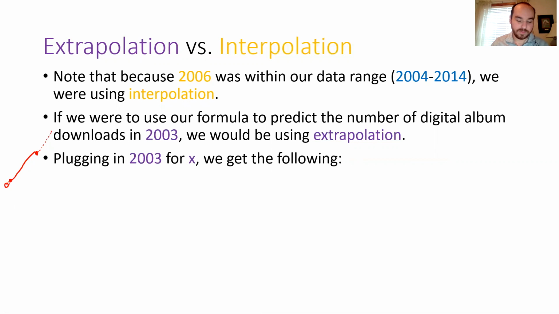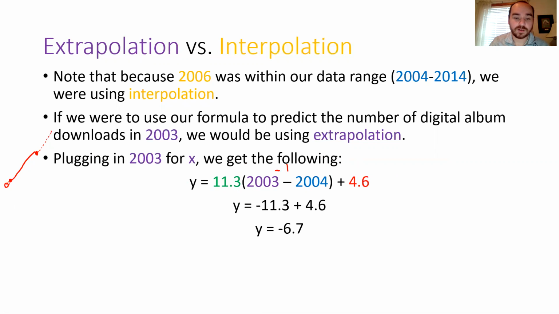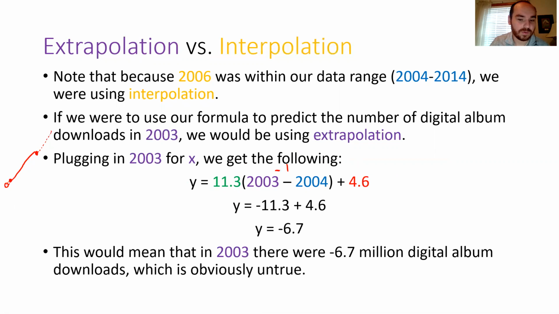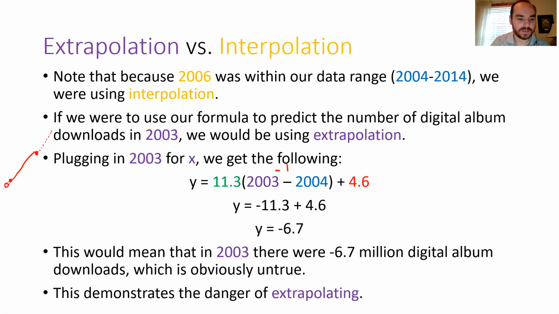So if we plug in 2003 for x, we get this. y equals 11.3 times (2003 minus 2004, which is -1) plus 4.6. If we solve that out, we get -11.3 plus 4.6, which is -6.7. This tells us that in 2003, there were -6.7 million digital album downloads, which obviously is not possible. I mean, I guess you could have uploaded 6.7 million, but I don't think that really qualifies here.